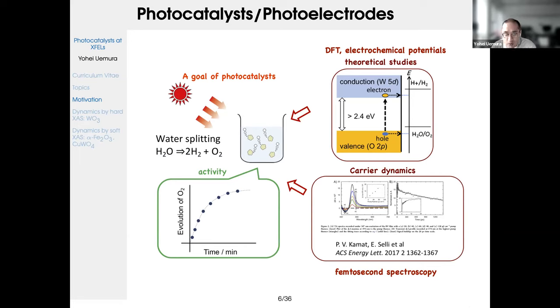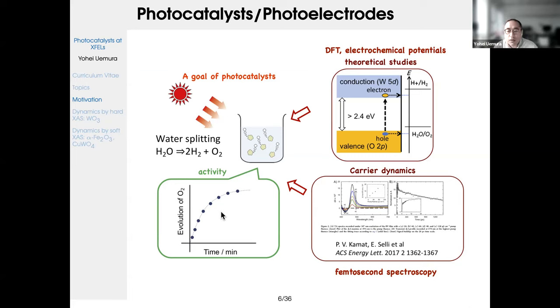And in order to develop a new efficient photocatalyst, we evaluated its photocatalytic activity by checking the evolution of hydrogen and oxygen. This is checking the activity. Then we have some insight from theoretical studies. For example, DFT calculation gives us the band gap position against the electrochemical potentials of the hydrogen evolution reaction or the oxygen evolution reaction. That gives insight into which material is active for the water splitting reaction.